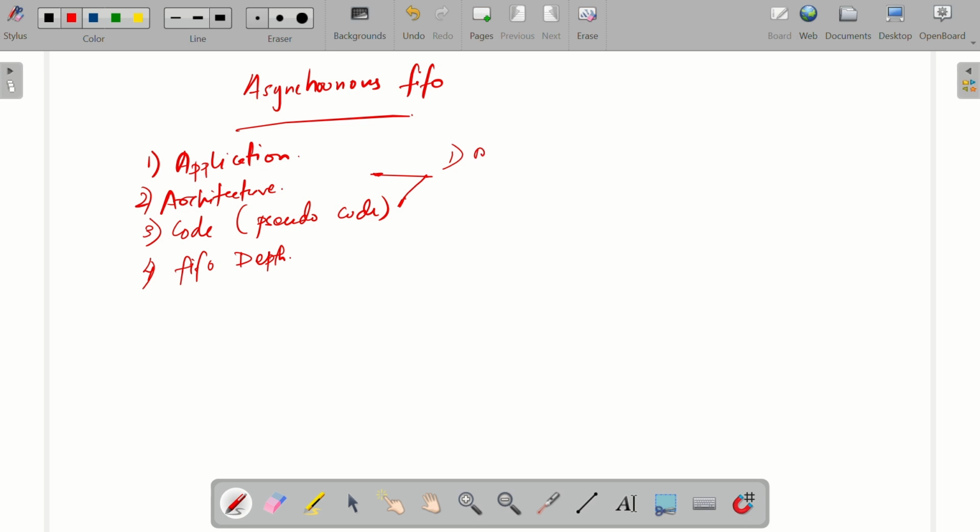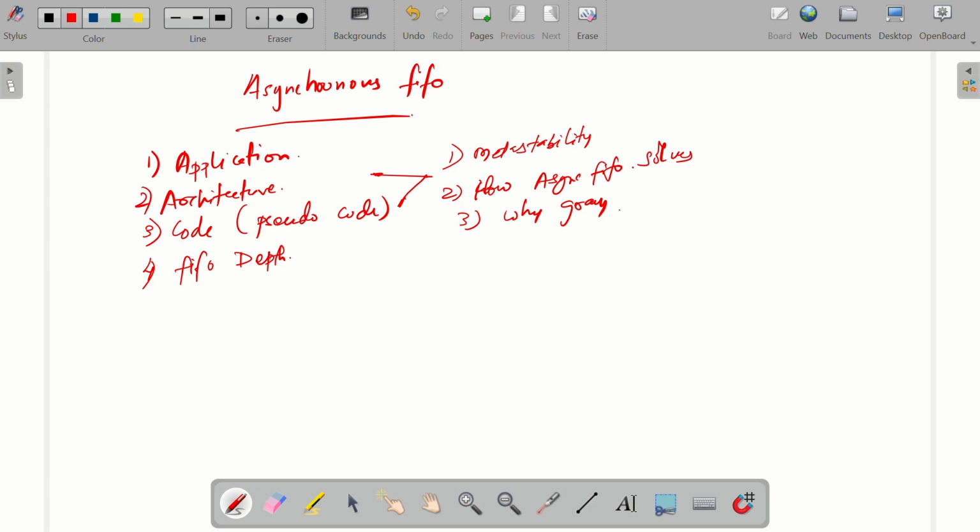First is what is metastability and how asynchronous FIFO solves this problem of metastability, as well as we'll also understand why gray coding is preferred over binary coding in asynchronous FIFO.